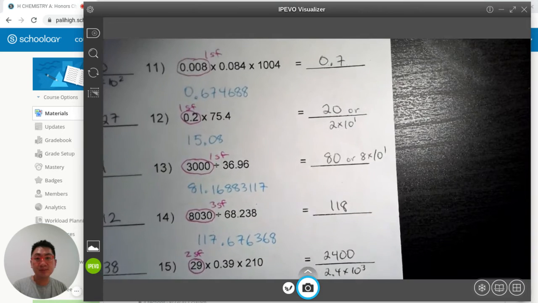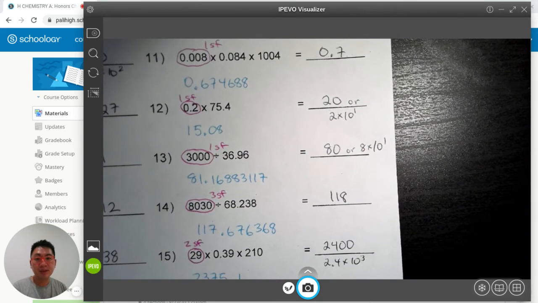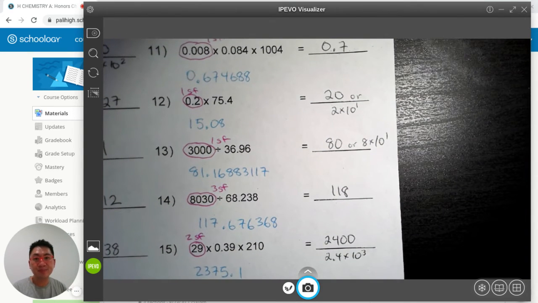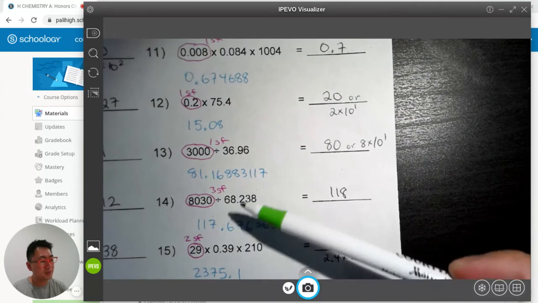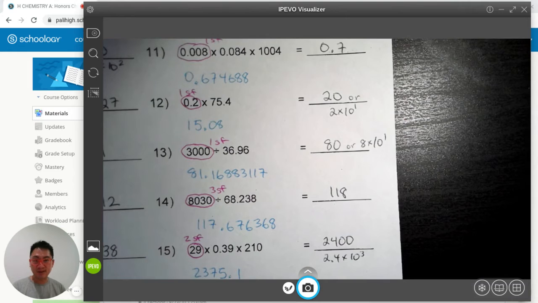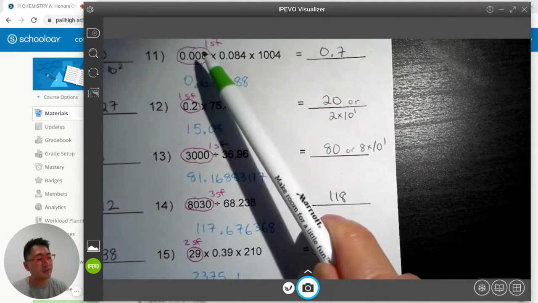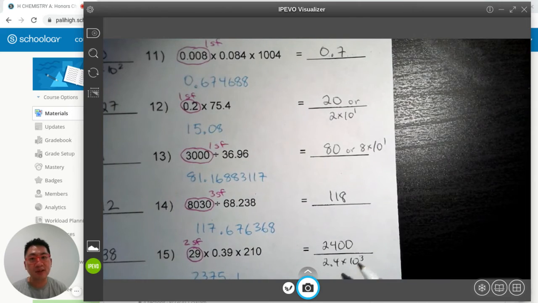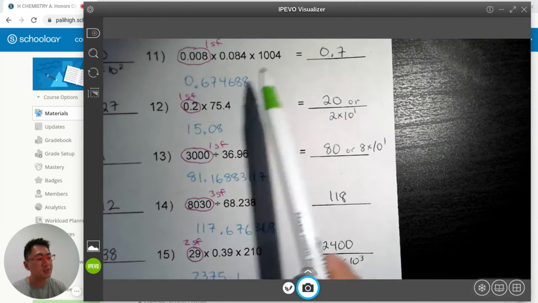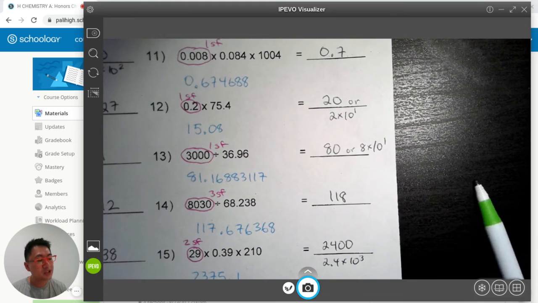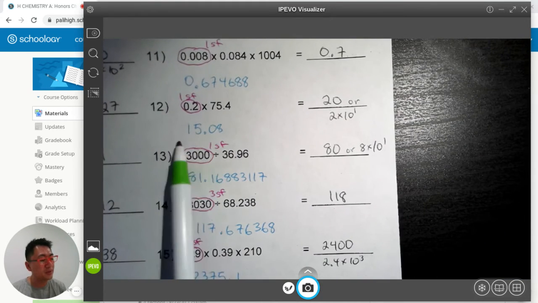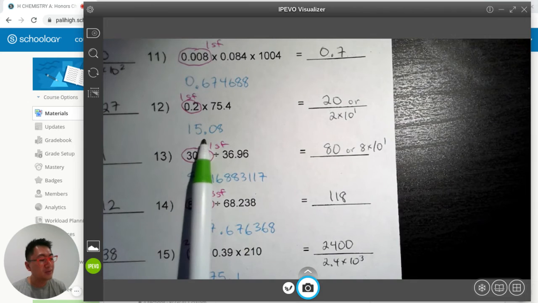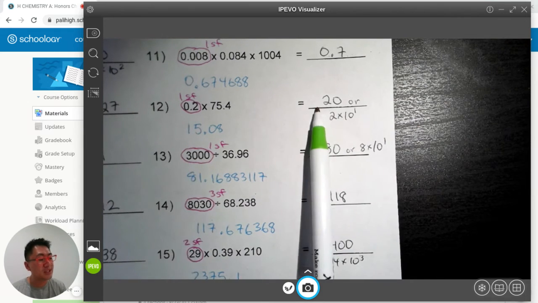Question number 11 through 15. Again, the blue numbers are what the calculator says. That's not the final answer. In question number 11, because 0.008 is 1 significant figure, rounding that to 1 digit is 0.7. Question number 12, rounding this number to 1 significant figure. Well, the first digit's a 1, after that's a 5, so it rounds up to 20.